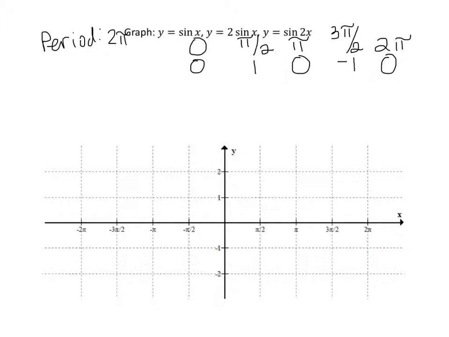What I have done here is I have listed out your x and y coordinates to plot points. So we've got a point here at 0, 0. At pi over 2, 1, at pi 0, at 3 pi over 2, -1, and at 2 pi 0. There's one period of my graph.